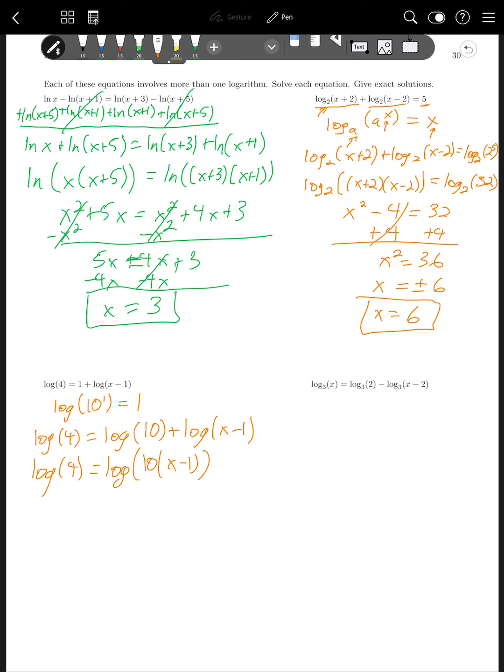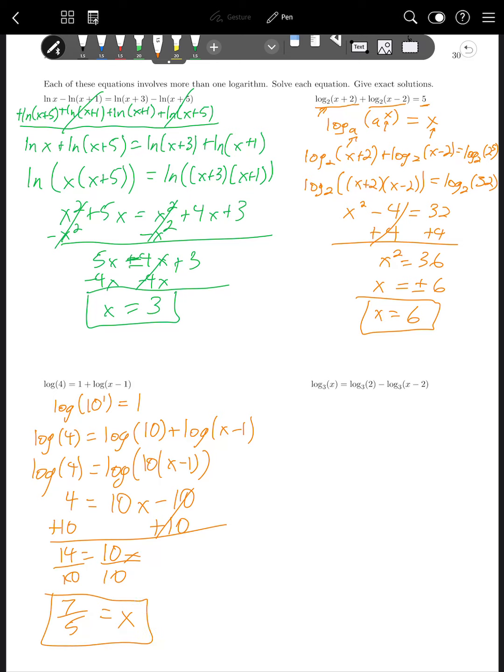And now we can use the one-to-one property to get rid of the log. So 4 equals 10x minus 10, and then we can solve. Add 10 to both sides to get 14 equals 10x, and divide by 10. So 7/5 equals x. Okay, so that's how you do that one.